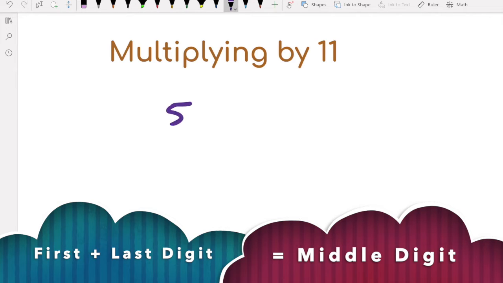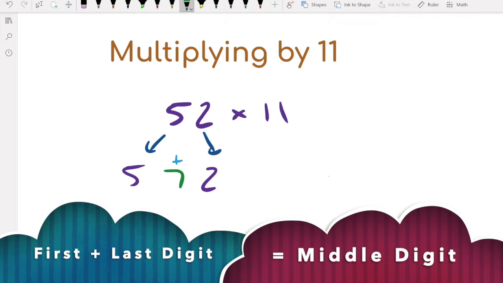So if you have, let's say, 52 times 11. The trick is you take the 5 and the 2 and you split them out. So this becomes 5 and 2, and then you simply add 5 plus 2, which is 7. And this is your answer. 52 times 11 equals 572.